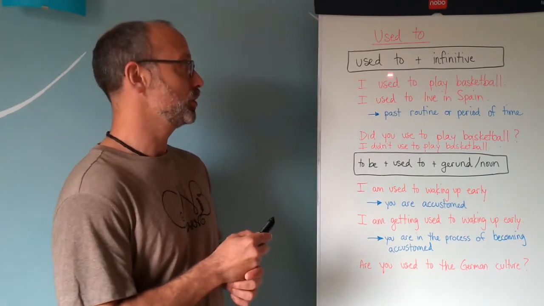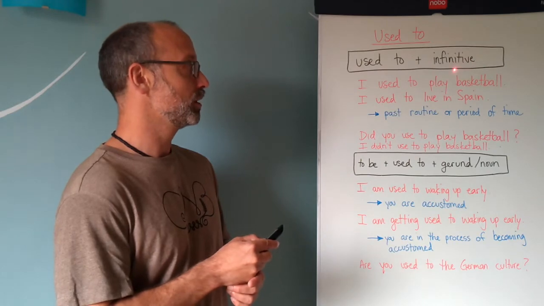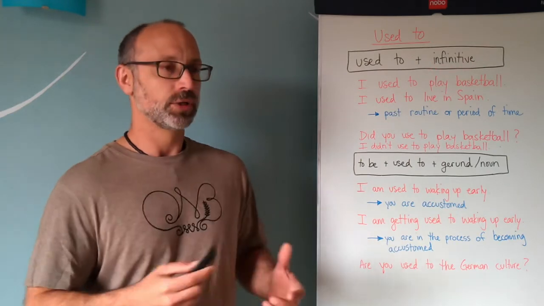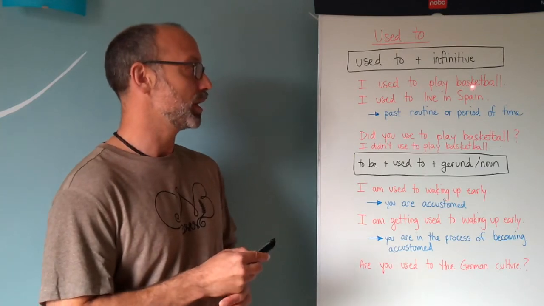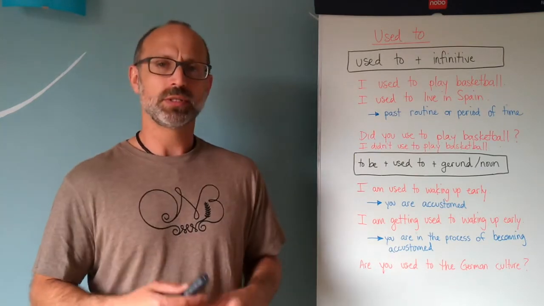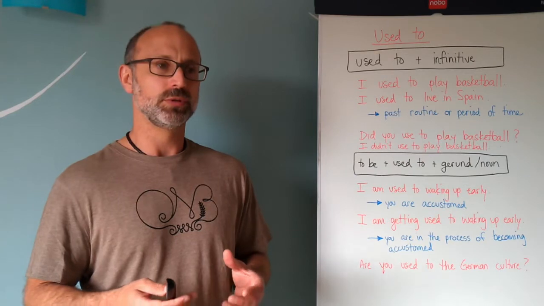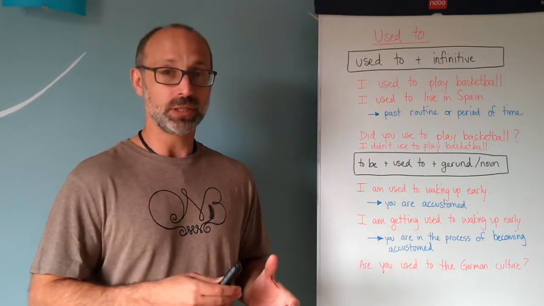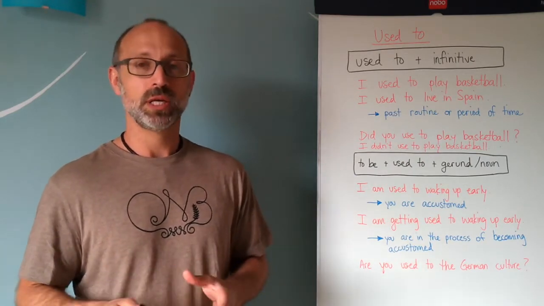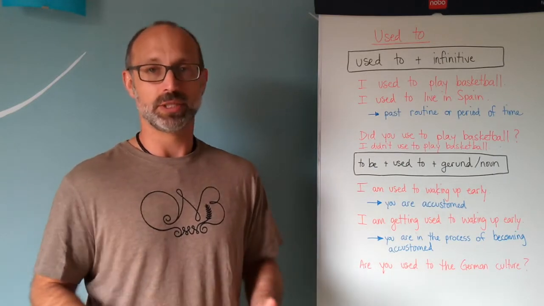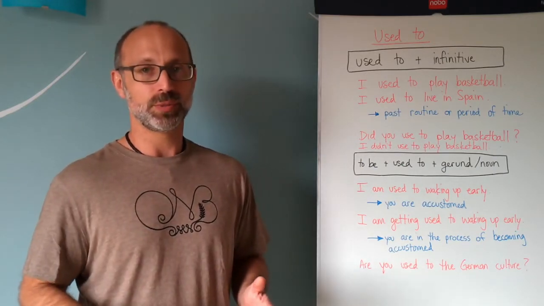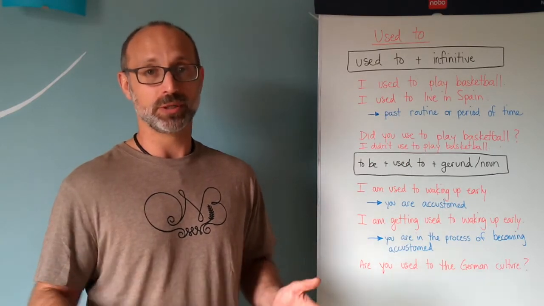And it's this used to with an infinitive. For example, when I was a child, I used to play basketball. So this is something that we use to speak about a routine that we had in the past. You can never really use this to speak about something that you did once and then never did again. We use this to speak about a routine that you did over a period of time.